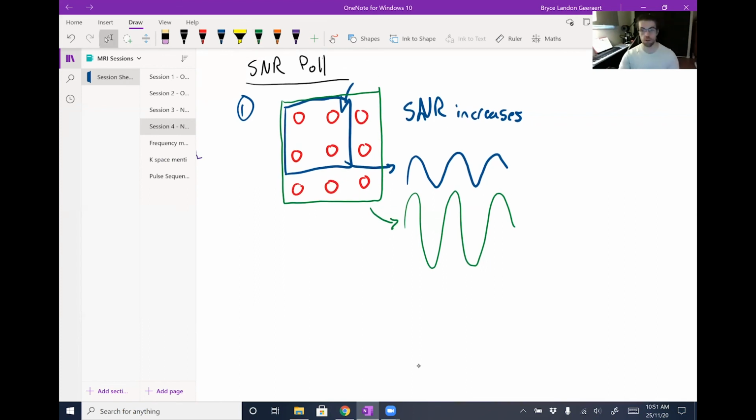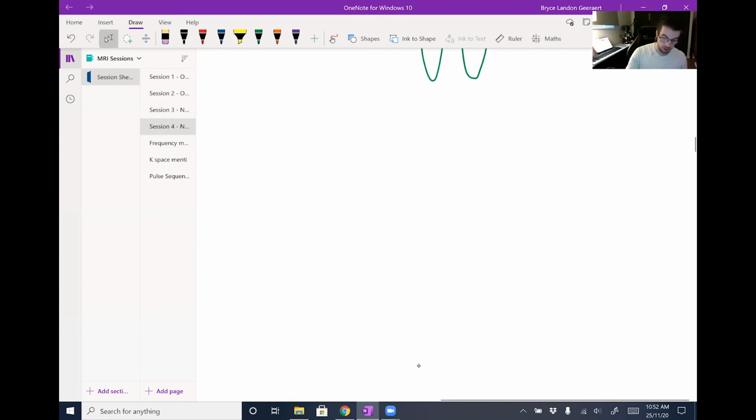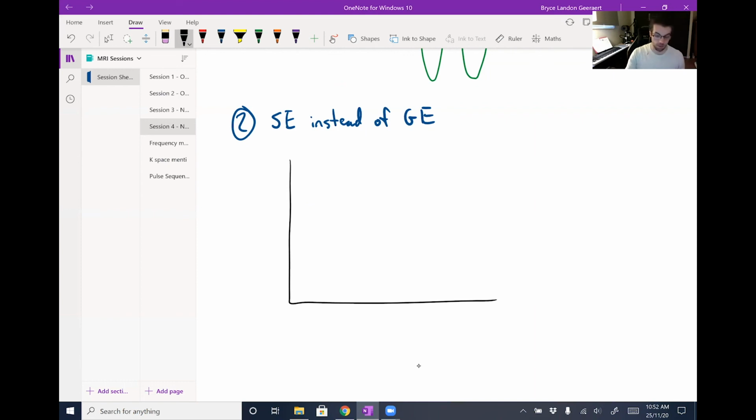Okay, question 2 was: what happens if we use spin echo instead of gradient echo? Again, the answer is our SNR would increase. So this comes back to our T2 star versus T2 decay curves. So spin echo instead of gradient echo. I don't think I'll need to draw all these out, but this image came to mind, so I'm just going to quickly draw it.